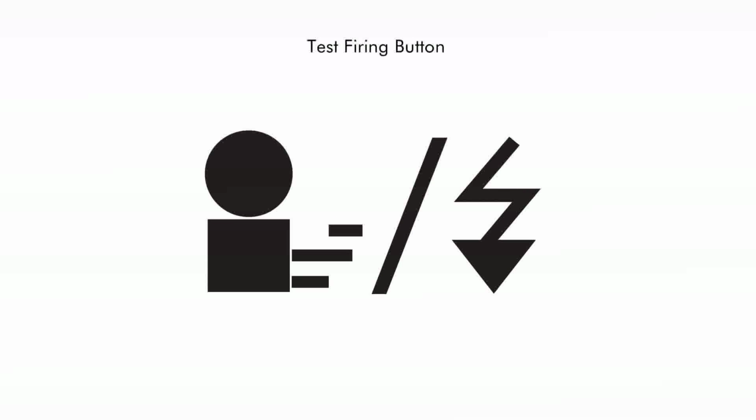You can set your test firing button to trigger a flash or turn on a modeling light. The modeling light is a continuous series of flashes for about 1.5 seconds. It lets you see the effect the flash will have on your subject.